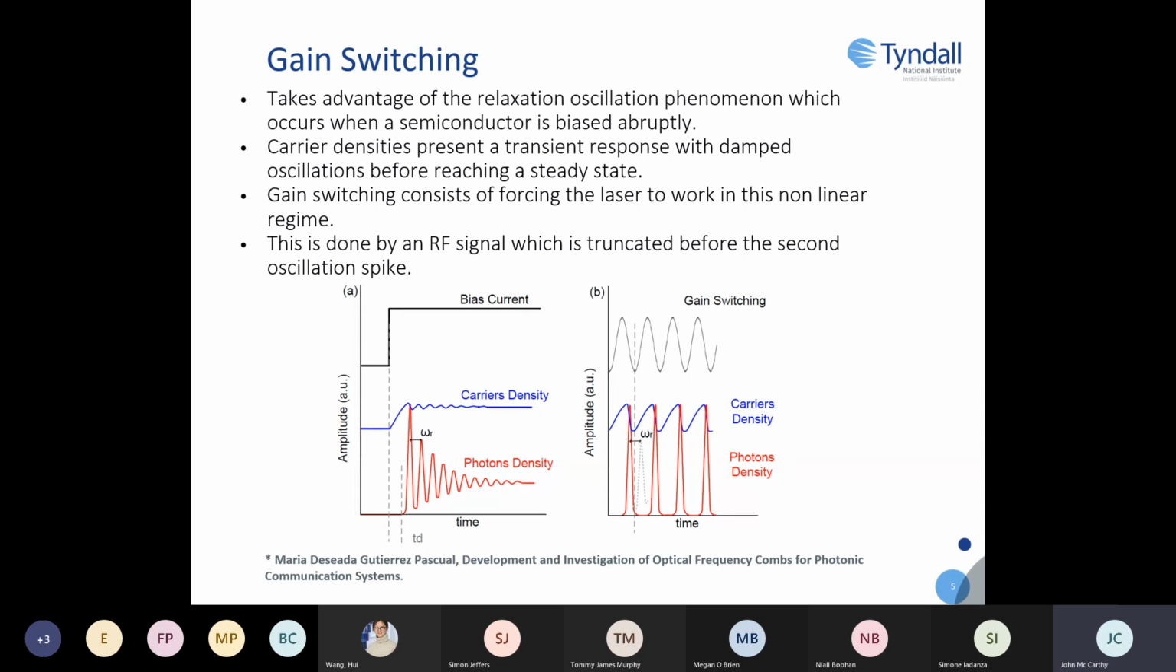But I achieve my combs through gain switching, which involves operating the lasers in the initial nonlinear regime. This is achieved by modulating the bias current applied to the laser with a high-power radio frequency signal, effectively creating a sinusoidal current, whose frequency is equivalent to the applied RF frequency. What this sinusoidal current does is operate the laser in the nonlinear regime by turning the laser on and off, so that only the first excited pulse is generated before the device is turned off and on again, effectively creating a pulse train in both the carrier and photon density.